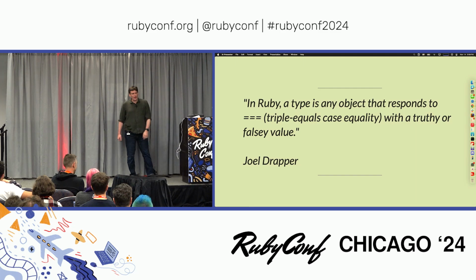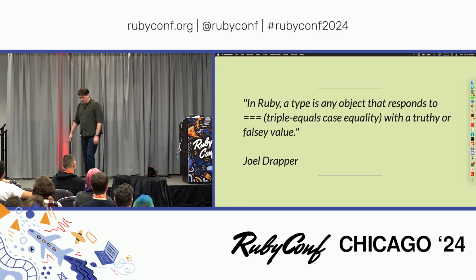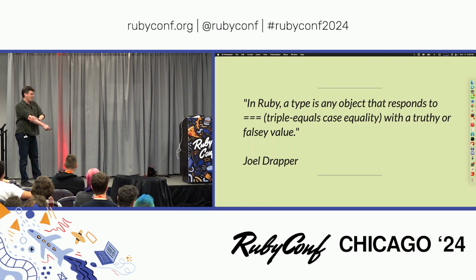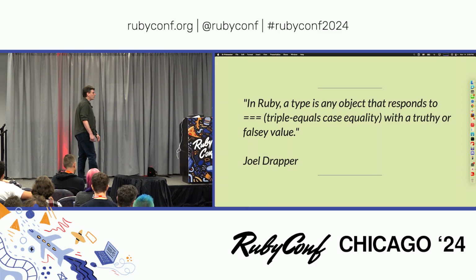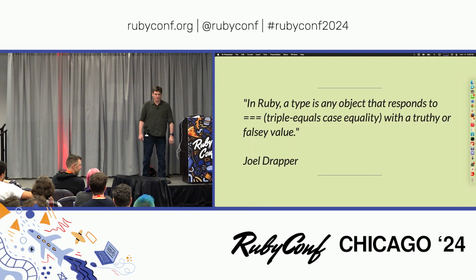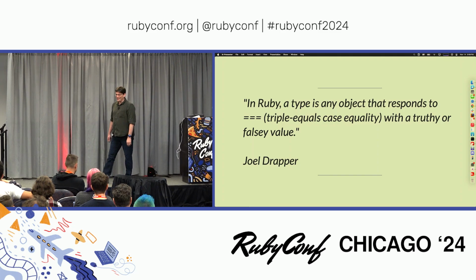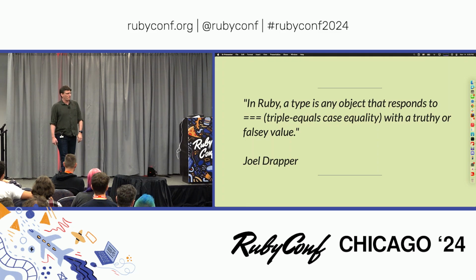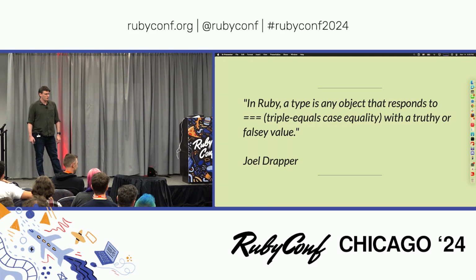This I got from Joel Draper, and we're going to talk about this a little bit more because this is part of a new gem called literal. In Ruby, a type is any object that responds to triple equals with a truthy or falsy value. So classes in Ruby are triple equal true to instances of that class, and he is sort of backfilling that to say that triple equals defines a type.